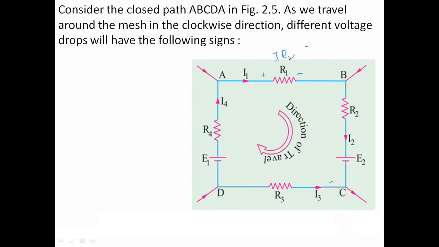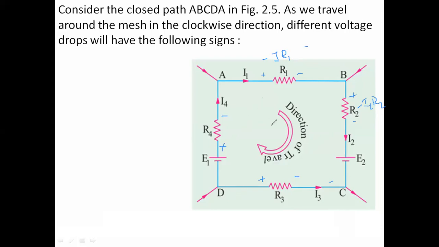I1 into R1, so this is the negative. Similarly, in this case also, this is I2 into R2. This is the plus and this is the minus, and this is also considered as minus I2 into R2. Similarly here, this is the plus and minus, and this is the R3 into I3, and here it is plus and minus I4 into R4.